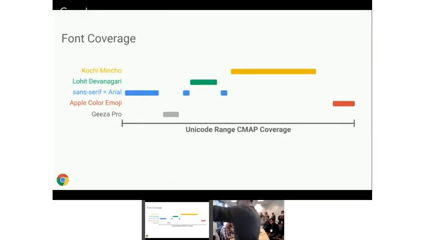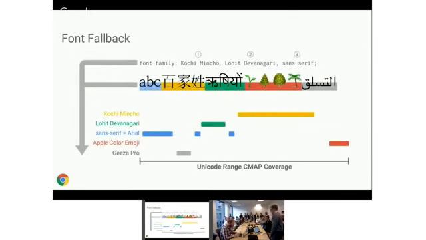Kochi Mincho has, let's say, glyphs for the CJK range of languages. Lohit Devanagari covers Devanagari script. Arial has a bit spotty coverage here and there. Apple Color Emoji covers emojis. And Geeza Pro covers some Arabic. So what happens when you have an input string is you need to map it to which font supports drawing it. This is a process called font fallback.